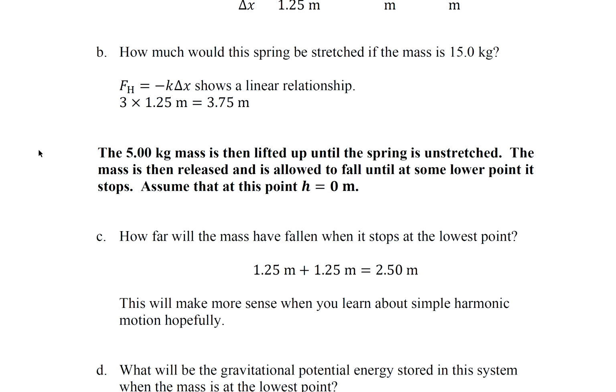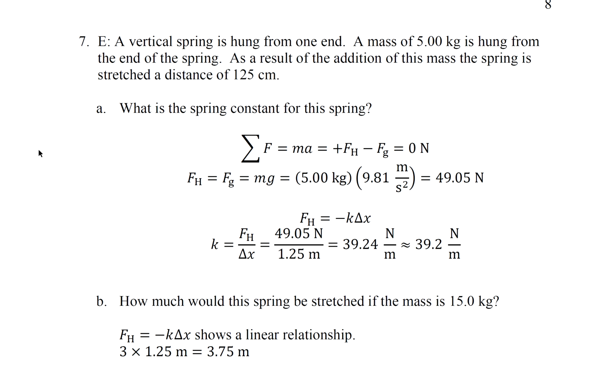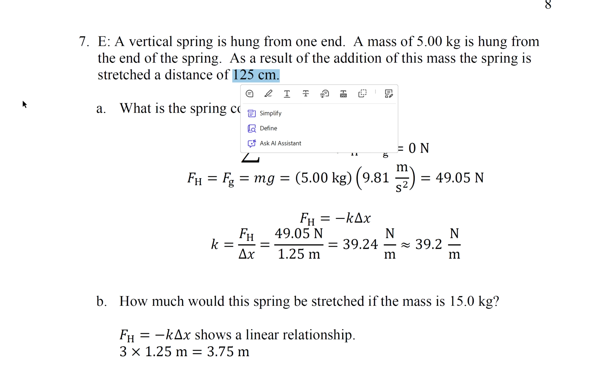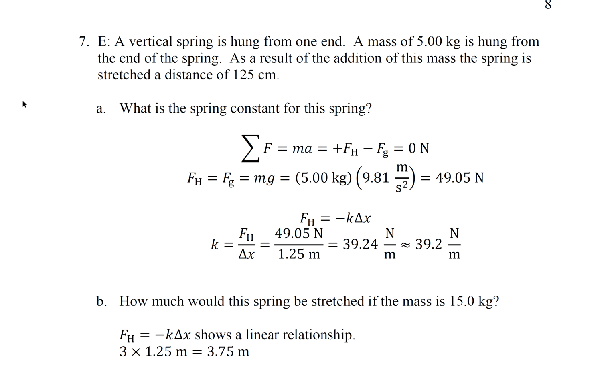The 5 kilogram mass is then lifted up until the spring is unstretched. The mass is then released and is allowed to fall until at some lower point it stops. Assume at this point h is equal to 0 meters. So how far will the mass have fallen when it stops at the lowest point? It's going to be 1.25 meters plus 1.25 meters.